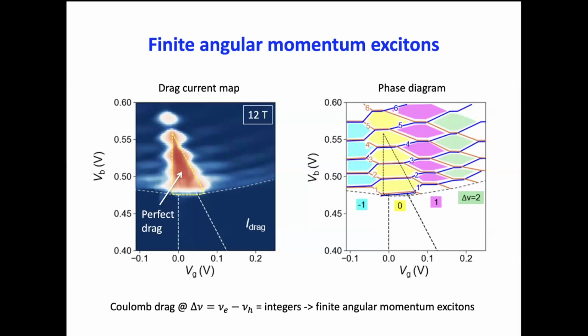But you also can get substantial Coulomb drag up to about 0.5 when you tune away from charge neutrality, when you start doping the excitonic insulator with electrons and holes. The interesting thing is that when the difference of the Landau level indices of the electron and hole is equal to an integer, you get substantial Coulomb drag also in this region here. That shows an indication the system may have a tendency to form finite angular momentum excitons when the Landau level index differs by integer values.